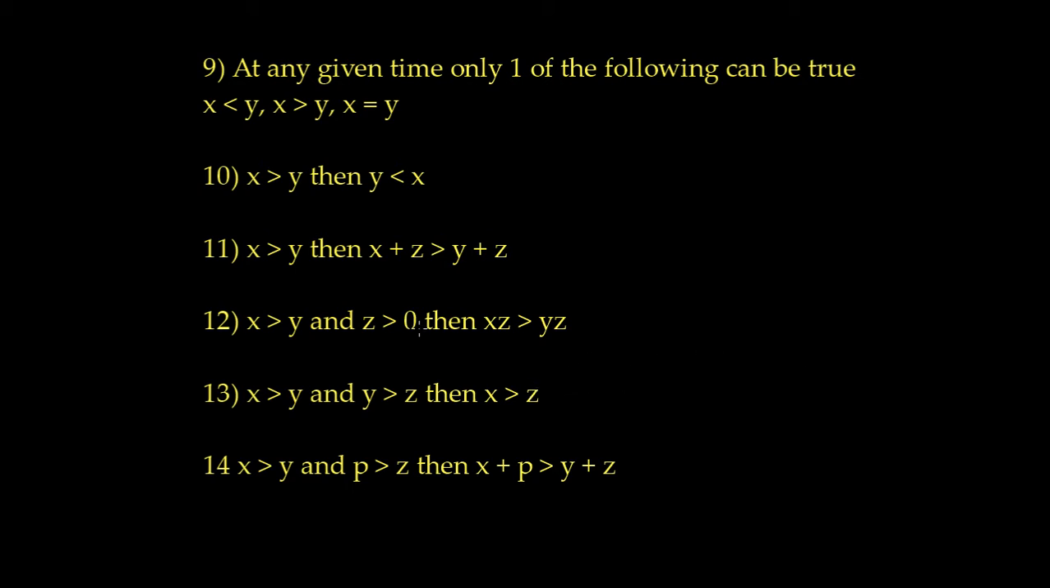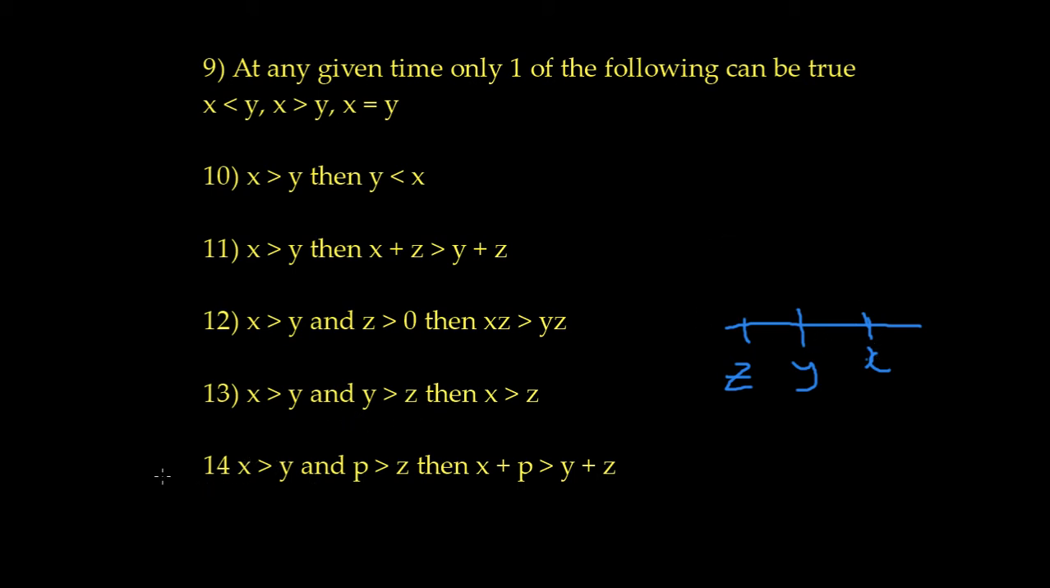So if I have a number line, and I say that x is greater than y, this is y, and I say that y is greater than z, so this is z, then x is still greater than z. So you understand that that is what it's trying to put. So it's saying that if x is greater than y, then x is also greater than z.